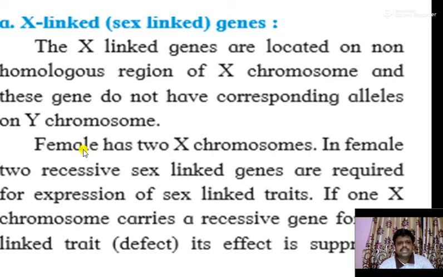Let us see regarding the female. Female has two sex chromosomes, that is two X chromosomes. In a female, two recessive sex-linked genes are required for the expression of a sex-linked trait. If one X chromosome carries a recessive gene for that particular trait, its effect is suppressed by the dominant gene present on the other X chromosome. This is the most important thing.